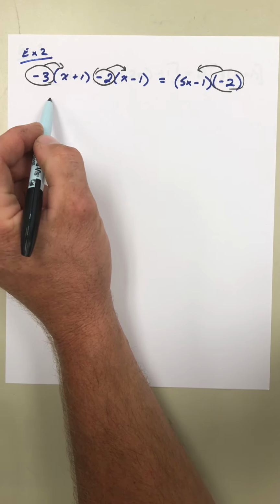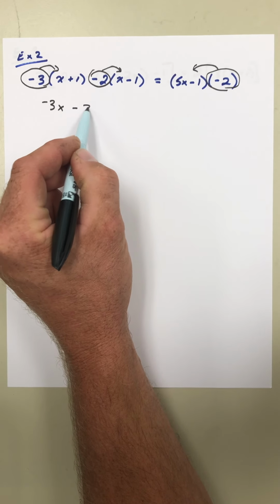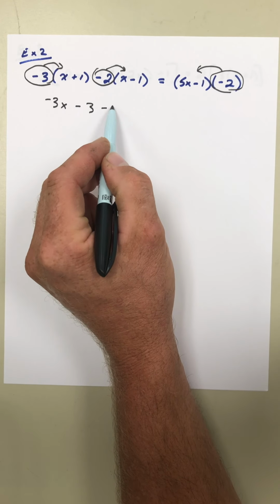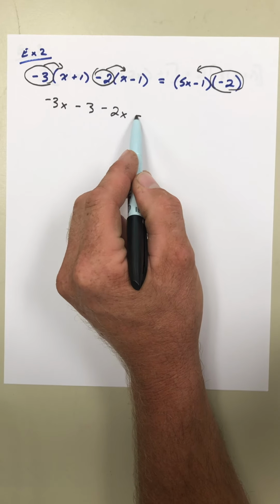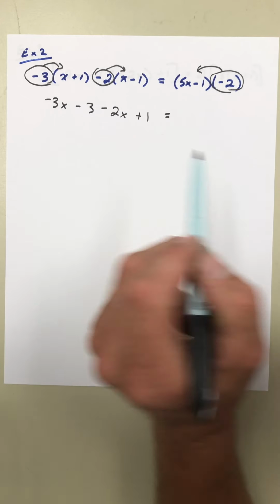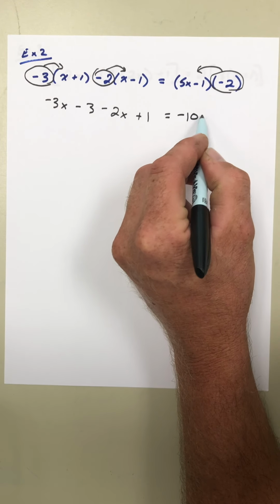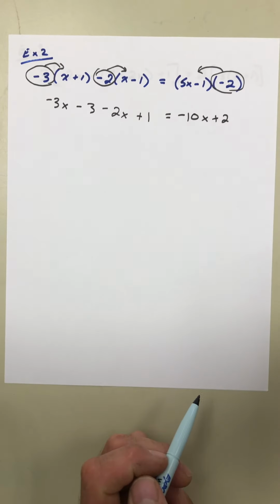So we'll multiply the negative 3 in, we get negative 3x. Negative 3 times positive 1 gives us negative 3. Negative 2 times x gives us a negative 2x. And negative 2 times a negative 1 gives us a positive 1. On the right side, we can multiply negative 2 in, so we get negative 10x plus 2. Negative 2 times negative 1 gives us positive 2.